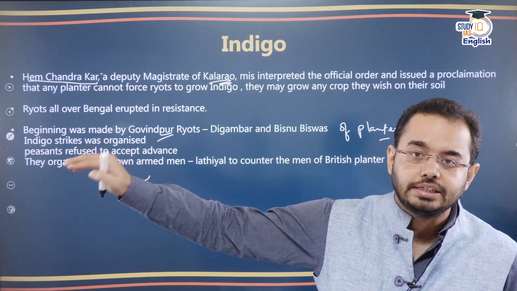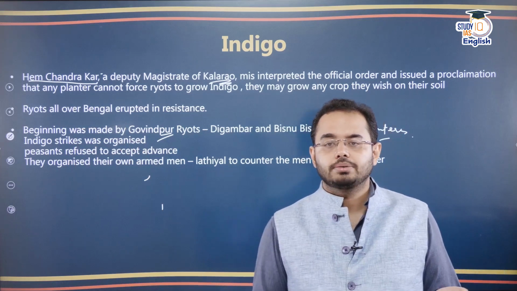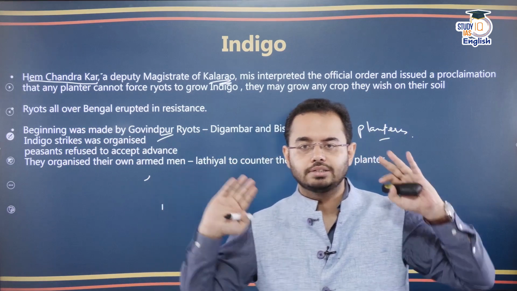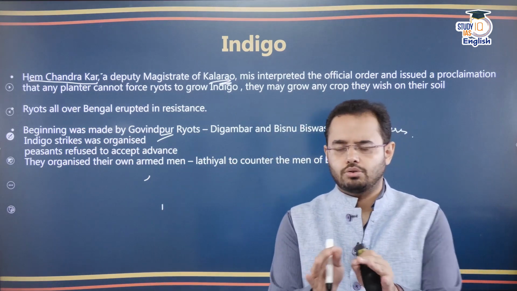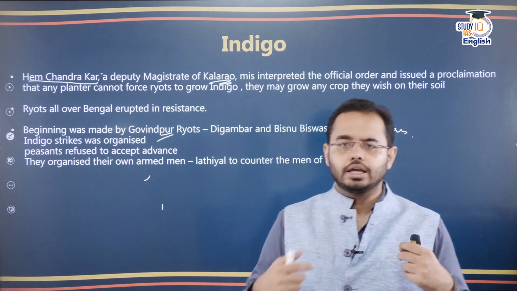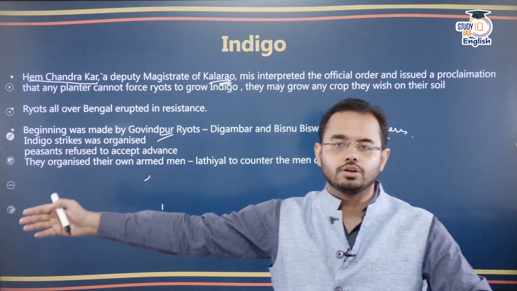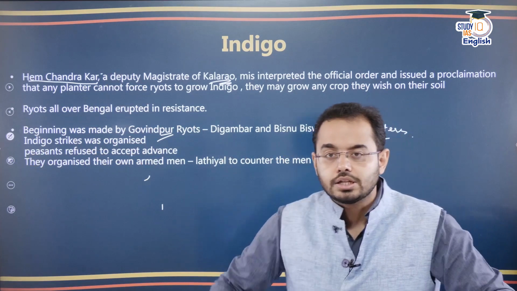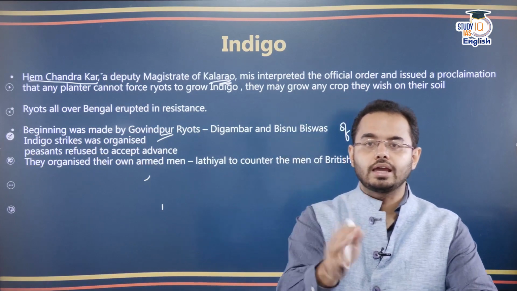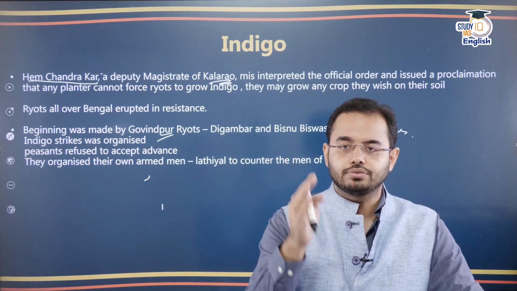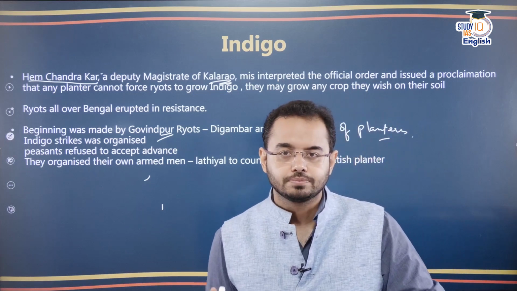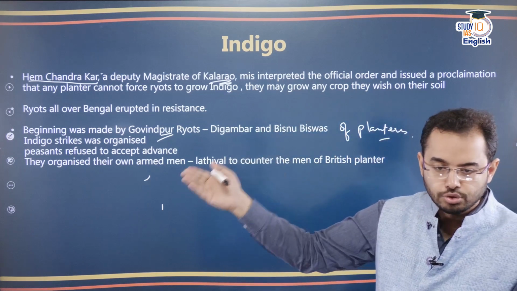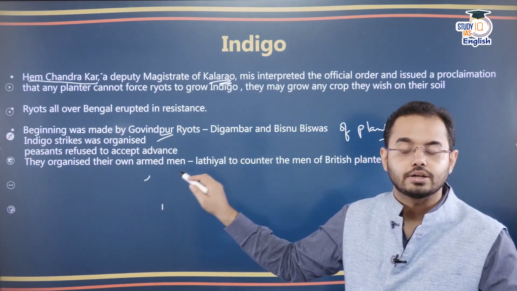They organized indigo strikes. That means the peasants simply refused to take money as advances for growing indigo crops. That, okay, sir, we will not take your money. If I will not take, even my brother will not take, even the next ryot will not take, even the next farmer will not take. Like this, the whole village will not take any kind of advances from any indigo planter. So that was a social boycott that was arranged. Peasants refused to take advances. They organized their own armed men.